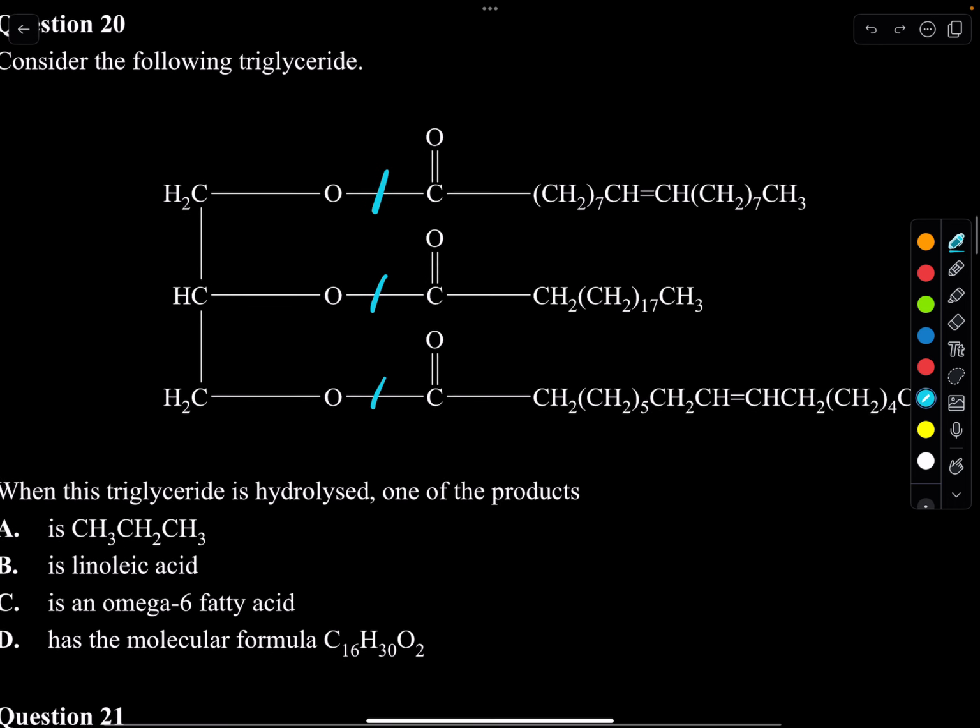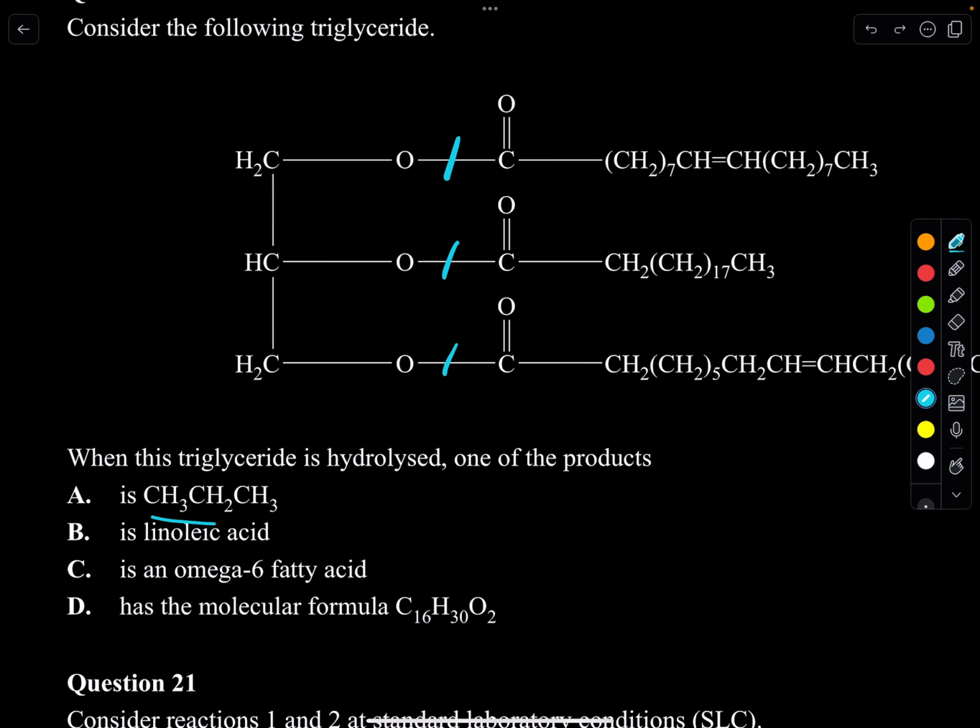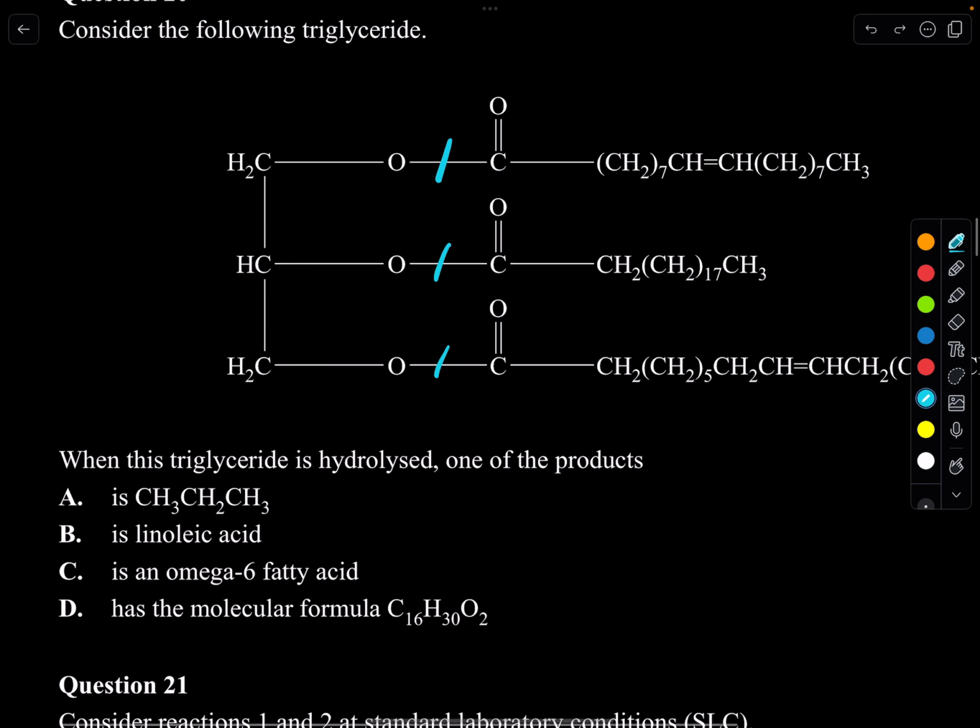Now we need to check. Let's look at the first part. One of the products is this. Now, we know one is glycerol, which has oxygens. This doesn't even have oxygens. It could be one of our fatty acids. Let's check. So it has 3 carbons here, and it's basically a straight chain. No, absolutely not.